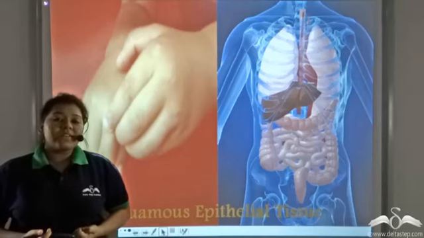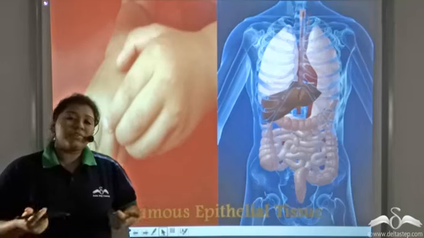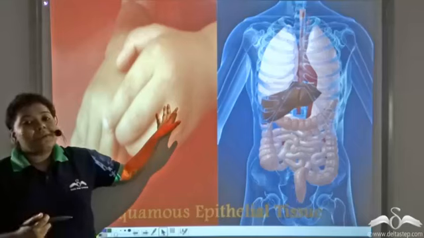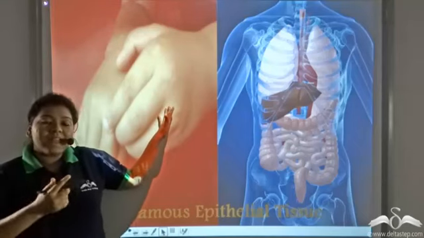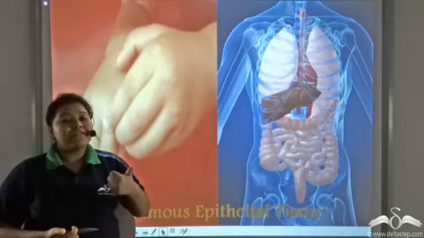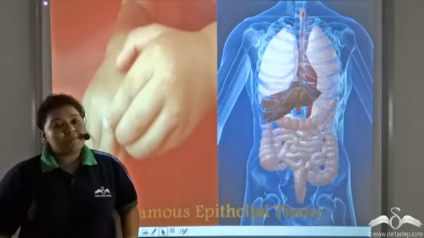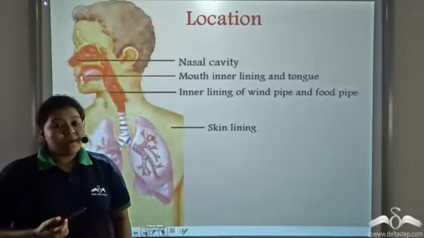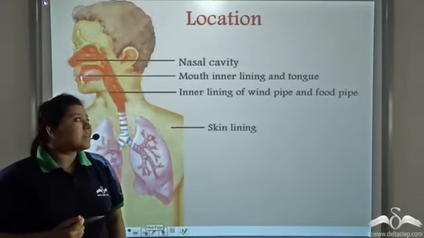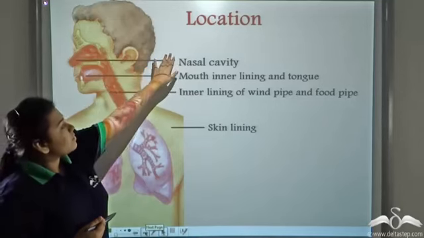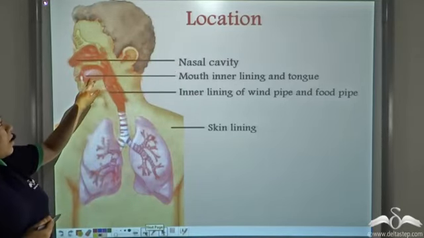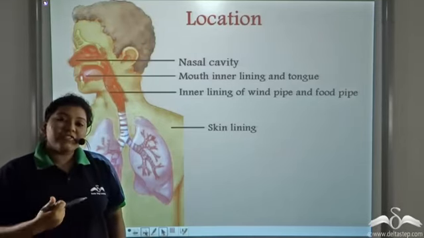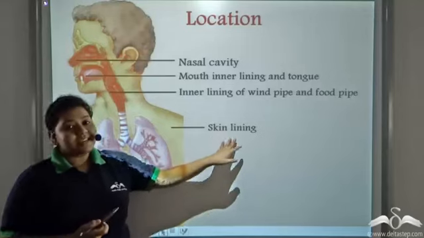These microorganisms or dust particles might also be present in the food we eat. So not only our skin, but also the lining of the mouth, the nose, the food pipe, and the windpipe is exposed to these dangers. So squamous epithelial tissue is also present in the nasal cavity, in the inner lining of the mouth and the tongue, and the inner lining of the windpipe and the food pipe, other than the skin.